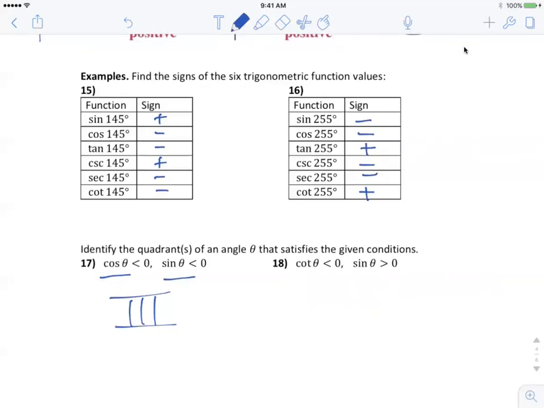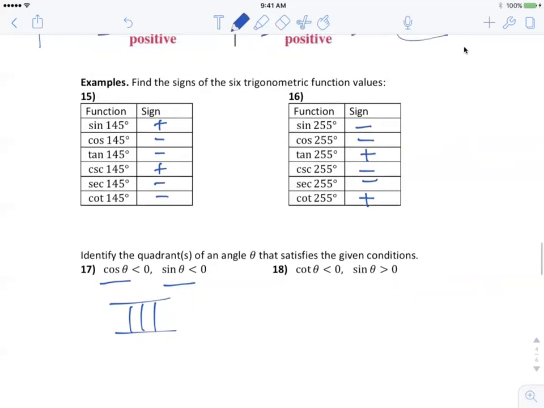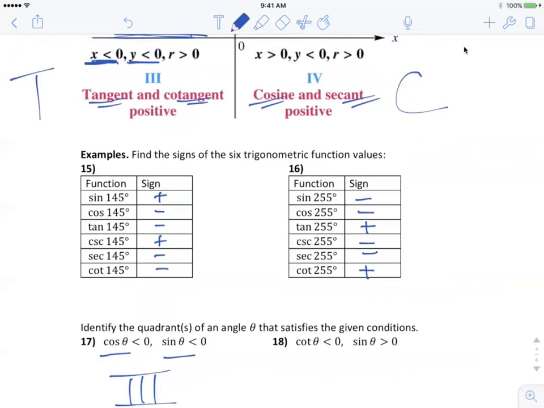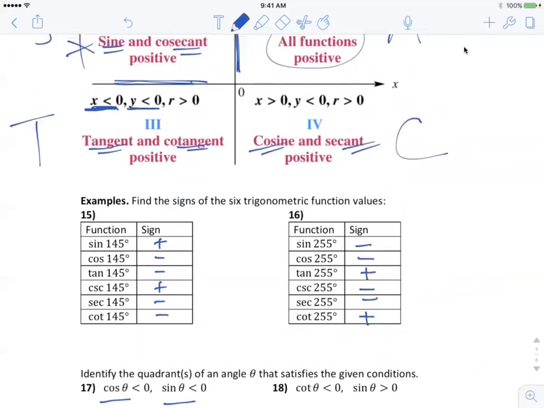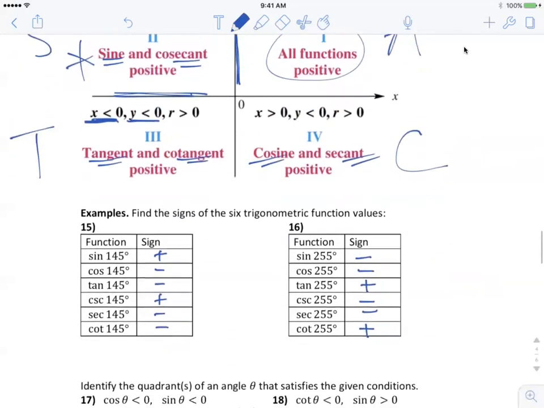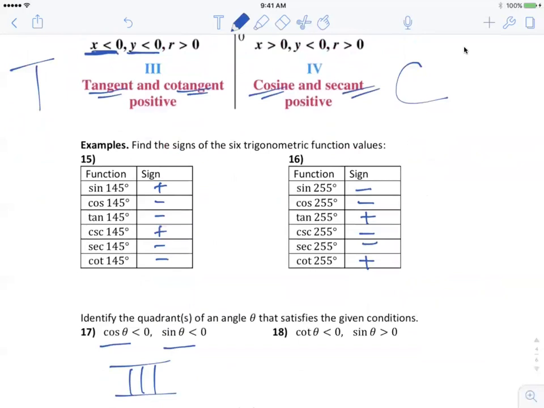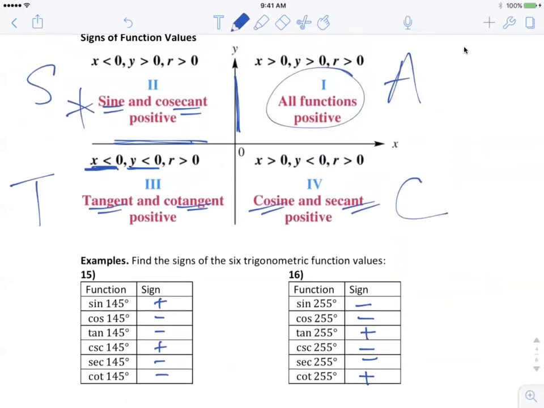Okay, how about number 18? When cotangent is negative, less than 0, and sine is positive, greater than 0. Okay, so where is sine positive and cotangent negative? Well, everything is positive in quadrant 1. All right, if we go back up here, right? So it's not there, right? Quadrant 2, sine is positive, right?